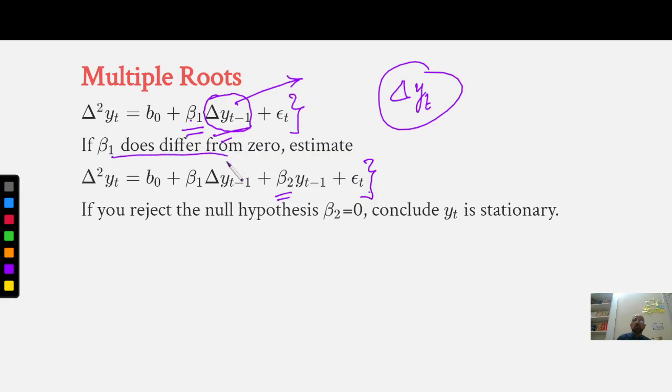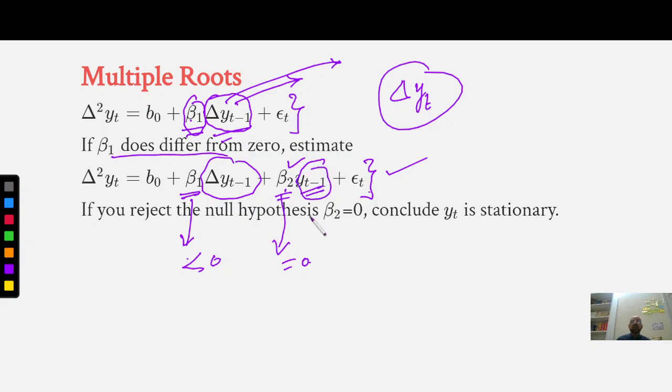If beta 1 does differ from 0, it means delta yt is stationary. So whether delta yt is stationary, then you can test whether beta 2 is 0. If beta 2 is 0 is rejected, it means yt minus 1 is stationary. If beta 2 is equal to 0 is not rejected, it means the series is non-stationary. Or you can test from this equation that if beta 1 is non-zero, it is less than 0, and this is 0, it means delta yt minus 1 is stationary, but yt minus 1 is non-stationary. If both are less than 0, it means the series is stationary at level. If this is non-zero and this is equal to 0, it means the series is stationary at first difference. So you have to take the second difference. I haven't seen any cases in economics where we have to go for third difference.